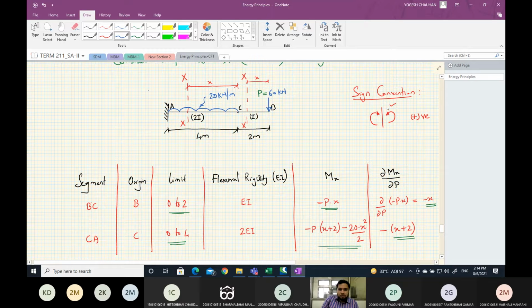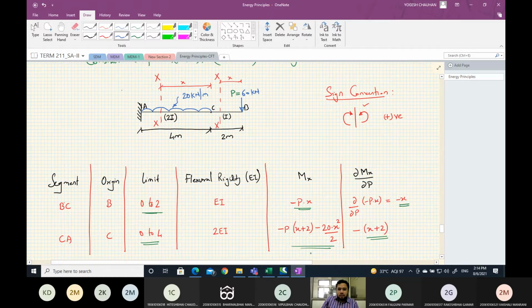Now this is clockwise. As per our sign convention, anti-clockwise is positive. So this is clockwise about this section, but as per our sign convention it is anti-clockwise, so it will be minus P into X. Now the partial differentiation of M with respect to P will be equal to del by del P of minus Px. It will be minus X.